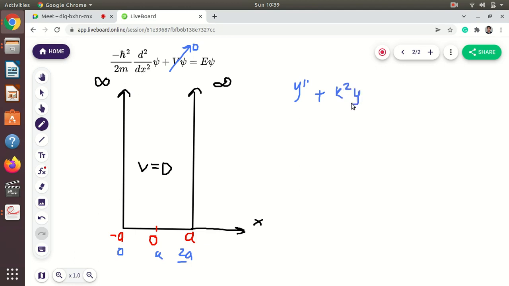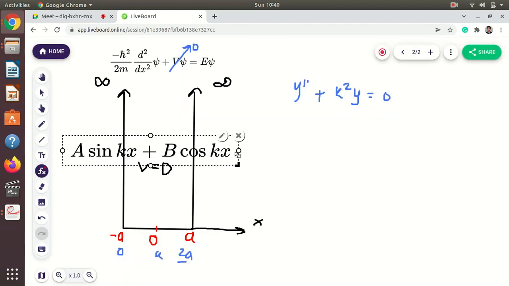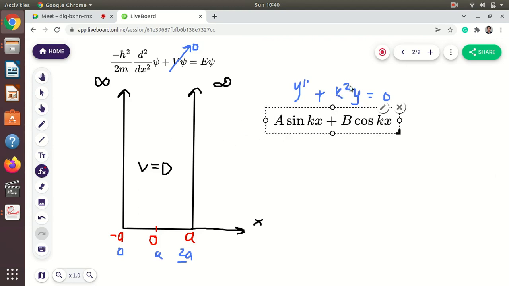If this is our differential equation, then the general solution, this is the mathematical part, is a sin kx plus b cos kx. This is the general solution for this type of equation. Instead of k, we can also write the equation in this form.